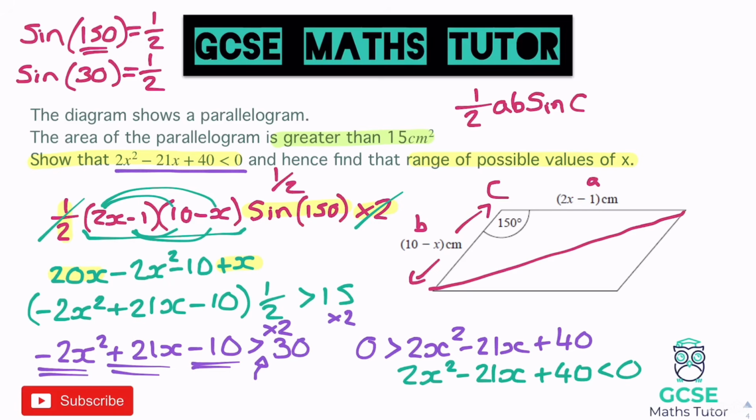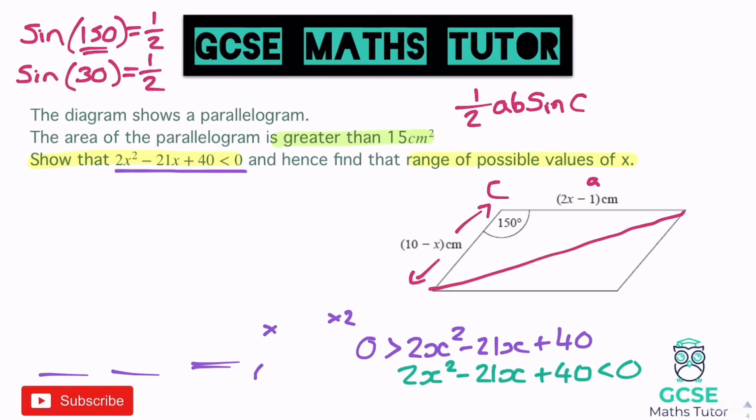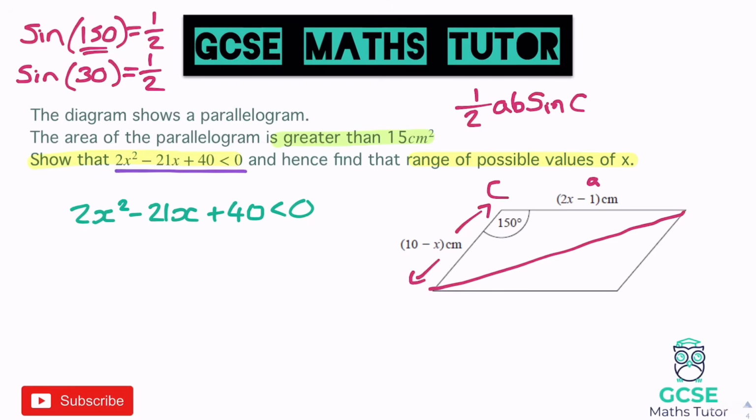Now for the next bit, it says hence find the range of possible values of x. So we'll treat that as a separate part of this question. So we'll get rid of all this working out now, and we'll start to have a look at that second part there. Let's get rid of all of this. Might take a little while to actually get rid of all that. There we go. Right. So that's our quadratic inequality that we're going to solve. So if we move that, and now we'll just look at the actual solving part.